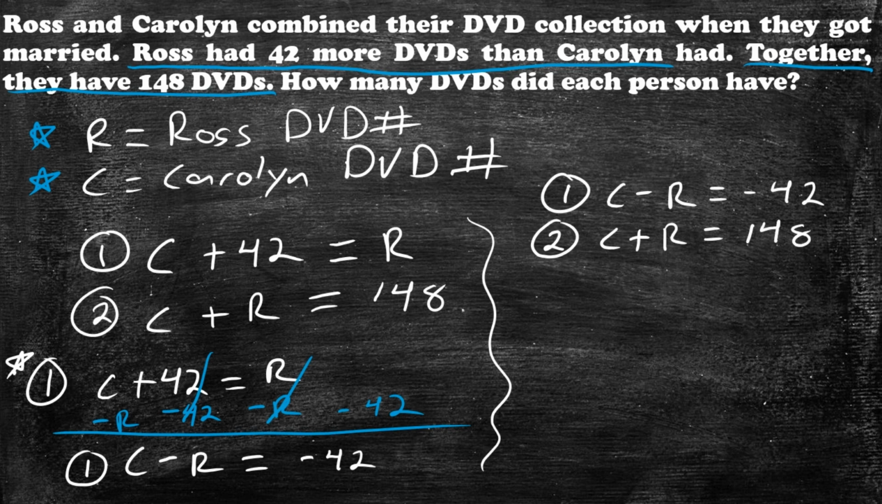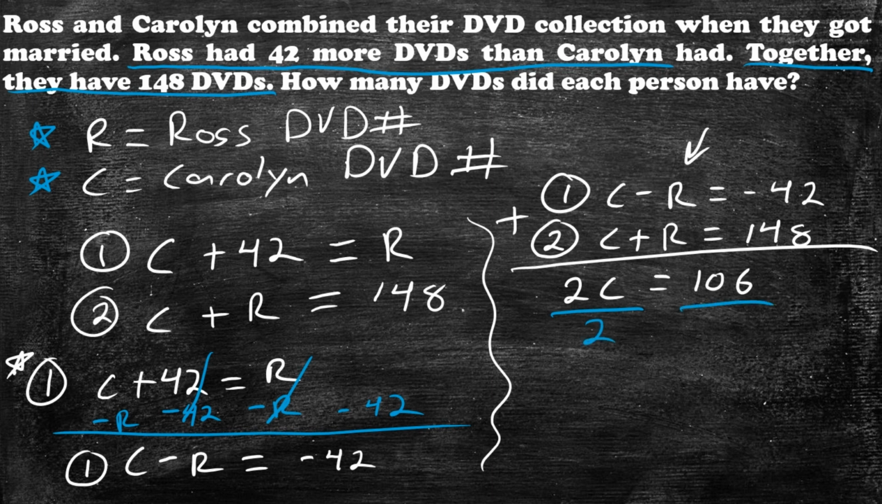Now I'm going to add these two together because I know that the R's will cancel out. When we add these two equations together, you'll get 2C is equal to 148 minus 42, which is 106. Now all we have to do is divide by 2. These 2's cancel, and we get C is equal to 53. So that is one of our answers.